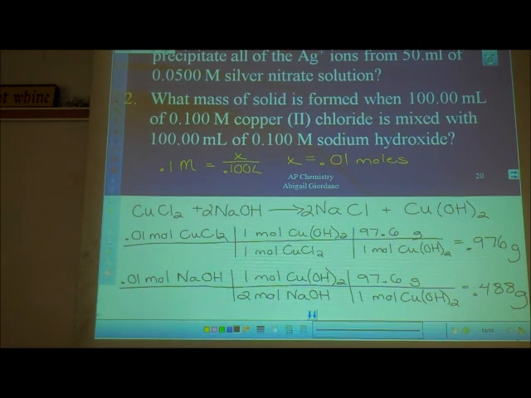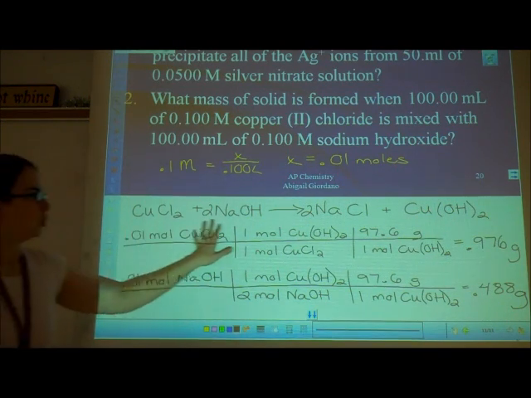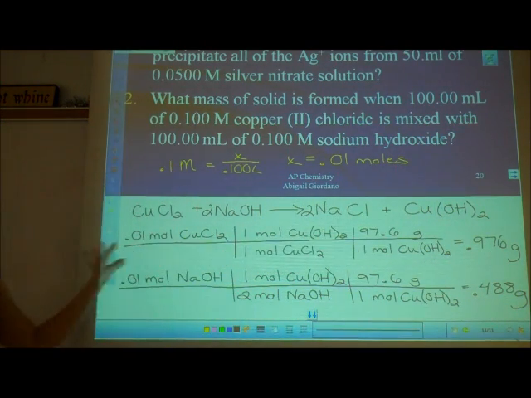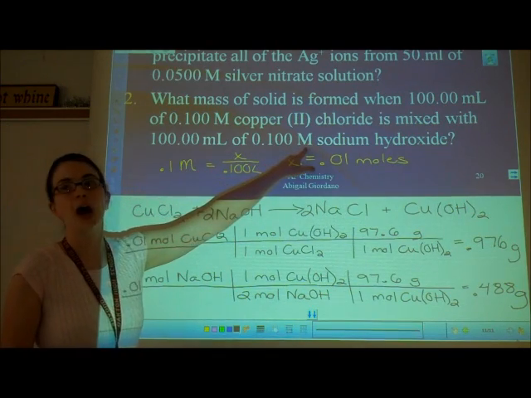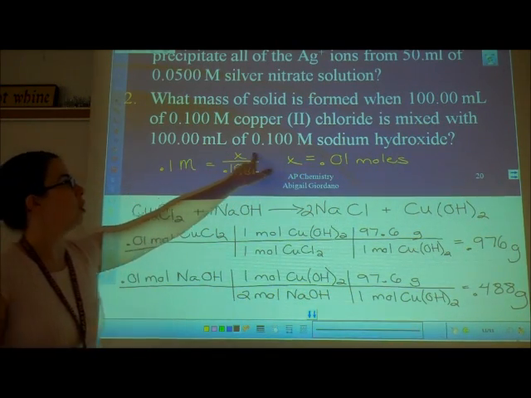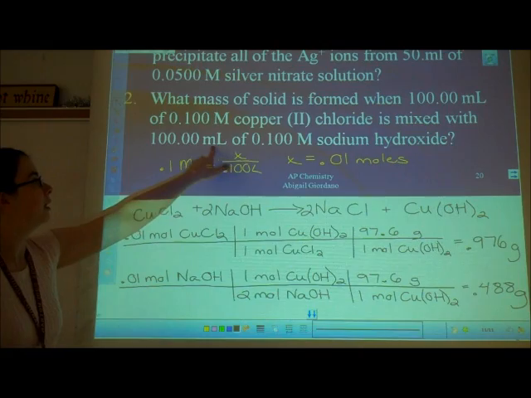Multiple things going on in this problem. So let's talk about it. Okay? First things first, you need to come up with your balanced equation. And then I mentioned this last class. Get used to seeing this combination. You're going to see it all the time from now on.